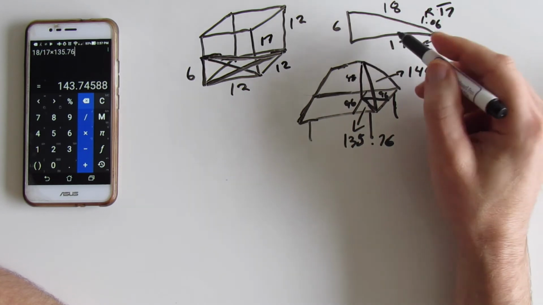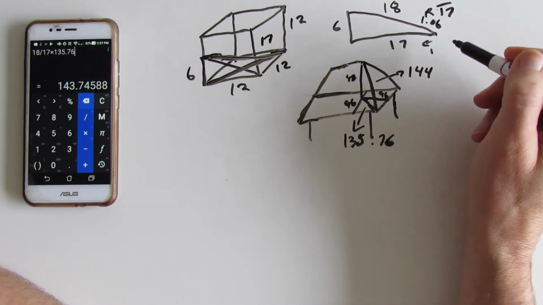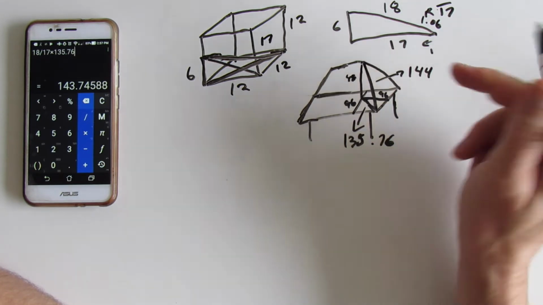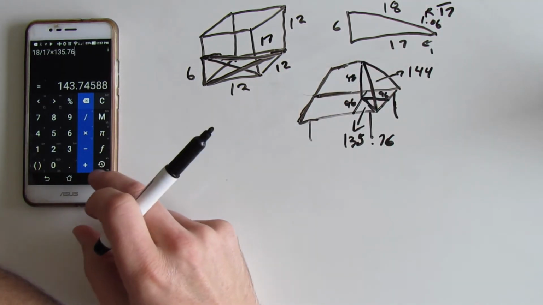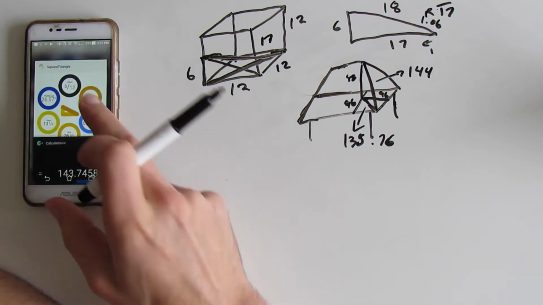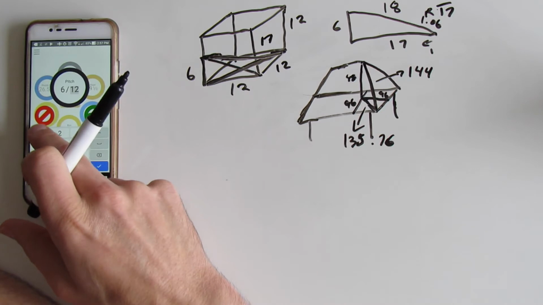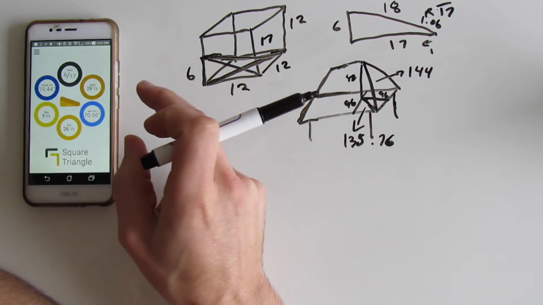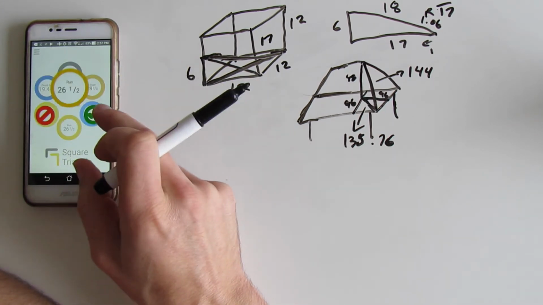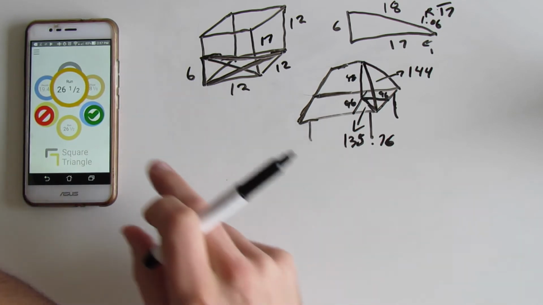But the easiest way is to just use the app that I built, which figures all this out for you. So what we're going to do is go into the app, and then we're going to set the pitch here to 17. Okay, and then the run is going to be 135 and 7/8.